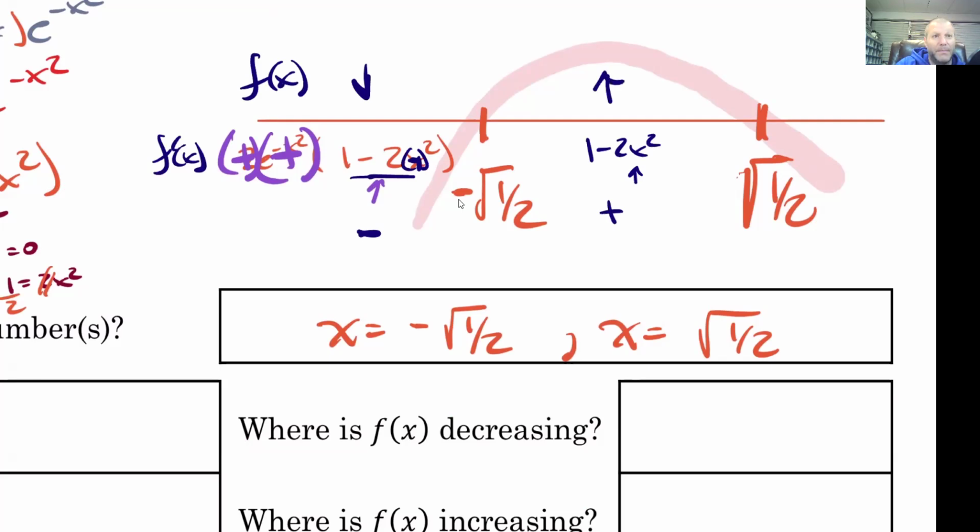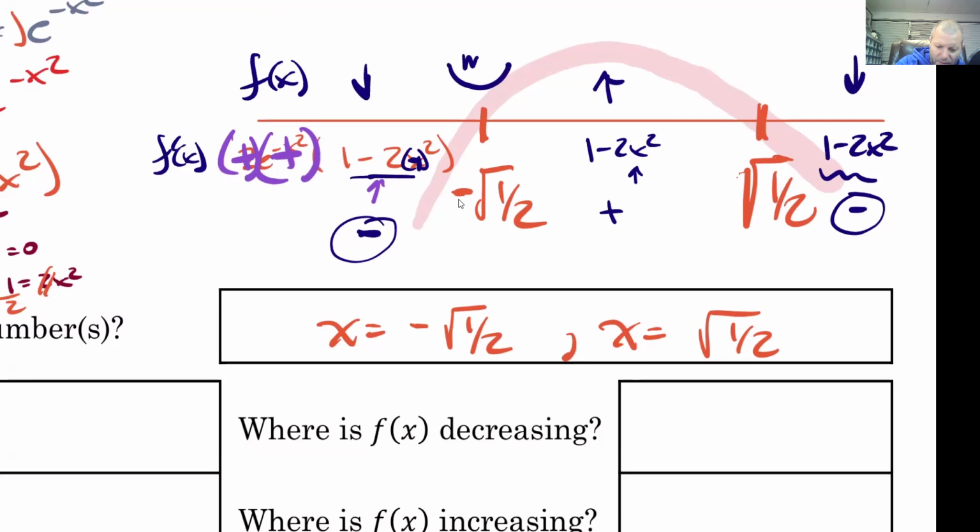And if I throw in something bigger than square root of 1/2, like a 1, I'm going to get 1 minus 2. It's symmetric. We're going to get the same thing over there. Negative, so we're decreasing. Right, so we're going from decreasing to increasing, so this is a min. We're going from increasing to decreasing, so that's going to be a max.